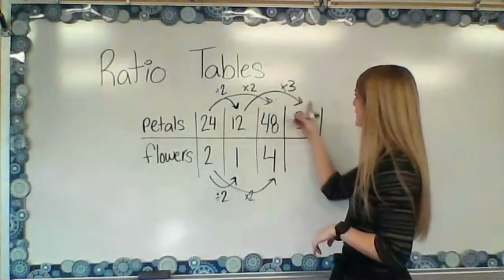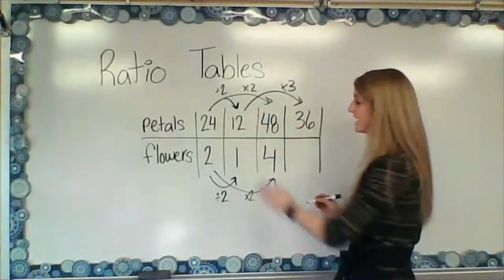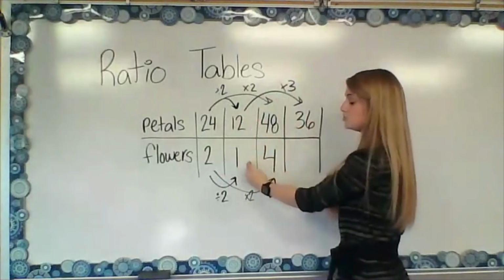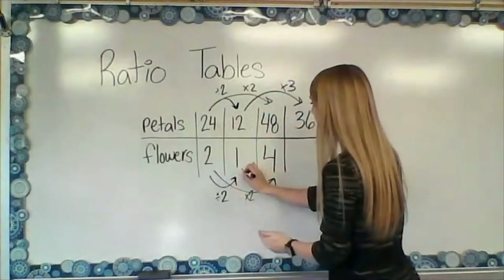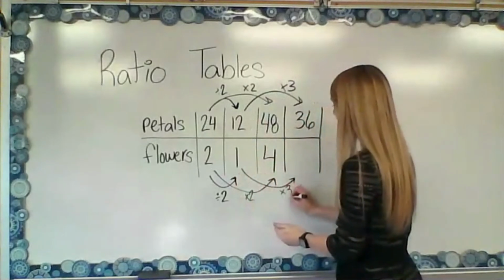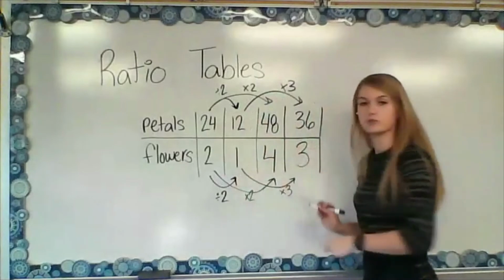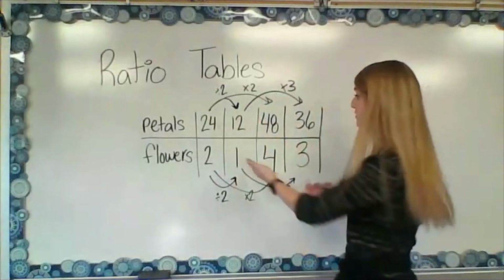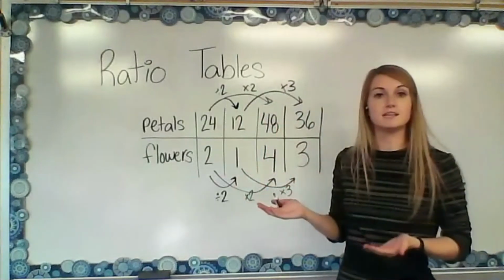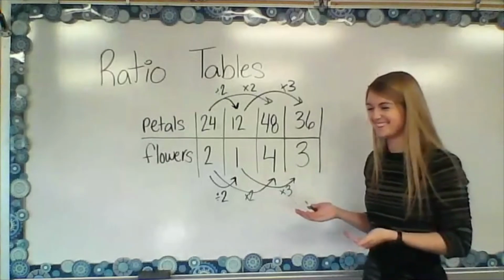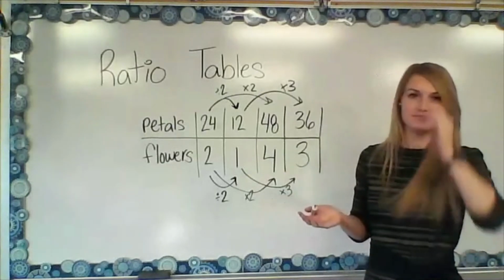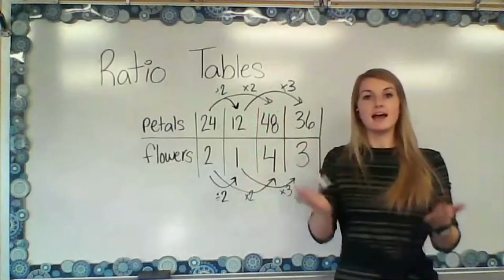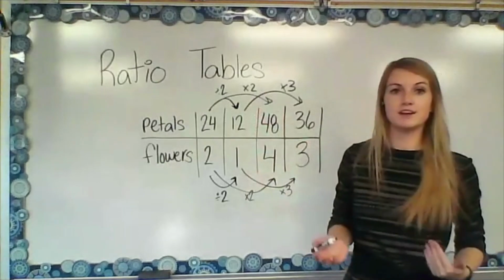So if I take 12 times 3 to get 36, I can take the number directly under the 12, not the 2. I have to go with the one that matches the 12. And I would take 1 times 3. 1 times 3 is 3. And that's how I would fill it in. So some tables, you're going to have to look around and kind of see how you can piece things together and what information they already give to you.